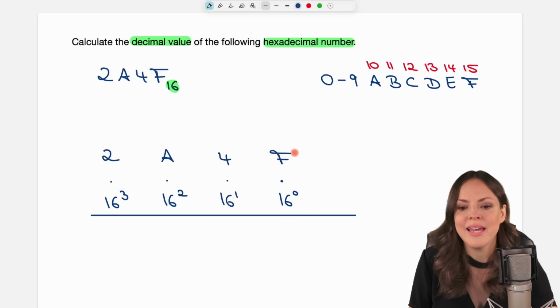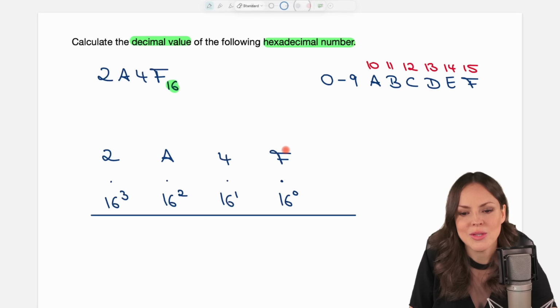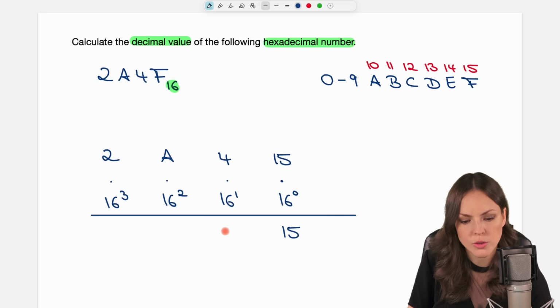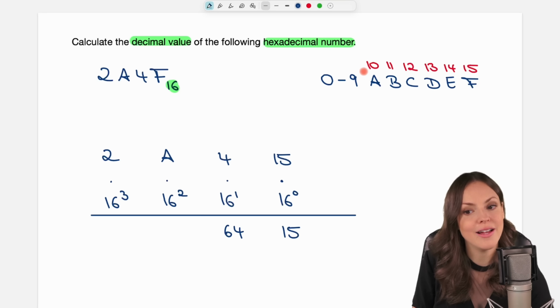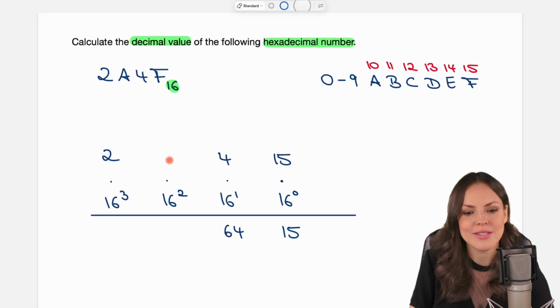Let's multiply. F. What is F? Well, it is 15. So instead of my F, I'm going to write down 15. 15 times 16 to the power of 0 is just 15. 4 times 16 to the power of 1 is equal to 64. A, we cannot do calculations with letters, so we have to replace A by its value, by 10. So instead of A, I'm going to write down a 10.